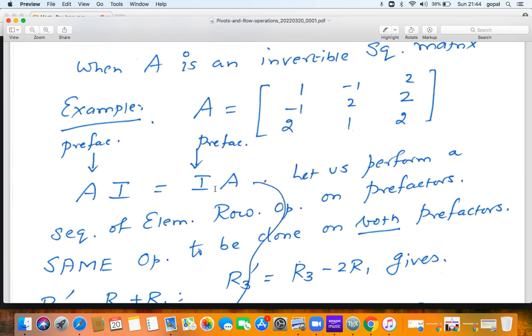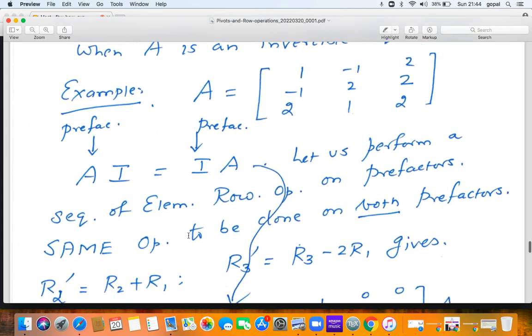So I want to reduce this matrix A to the identity matrix. So your original A is here. From this A, by performing row operations, I must get I. How to do that? R2 prime equals R2 plus R1. That will kill the 2, 1 entry. This minus 1 will now become a 0.